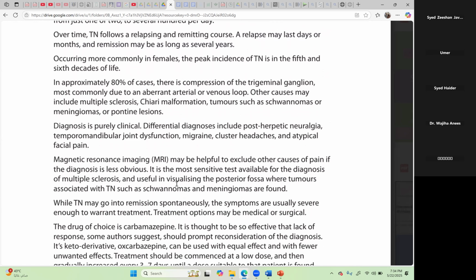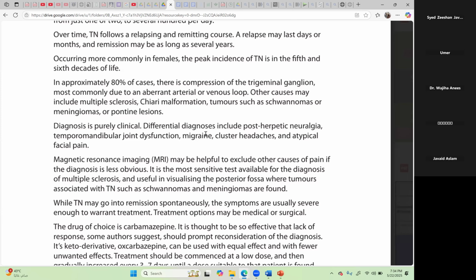In 80% of cases there is compression of the trigeminal ganglion, most commonly due to an aberrant arterial or venous loop. Other causes may include multiple sclerosis, Chiari malformations, tumors such as schwannomas or meningiomas, or pontine lesions. Diagnosis is purely clinical. Differential diagnosis includes post-herpetic neuralgia, TM joint dysfunction. So this is for your exam viva point of view as well as in the MCQ. So you should be knowing each special point. In the differential diagnosis of headache, we will just try to have a look because all these can have mimicking effects.